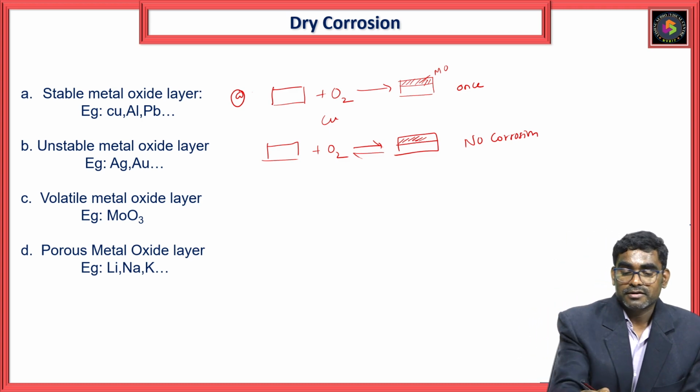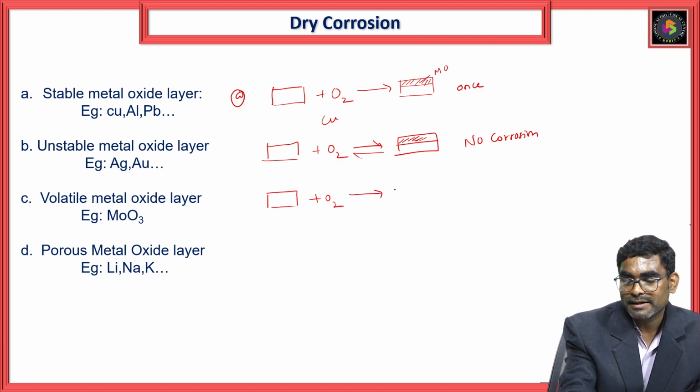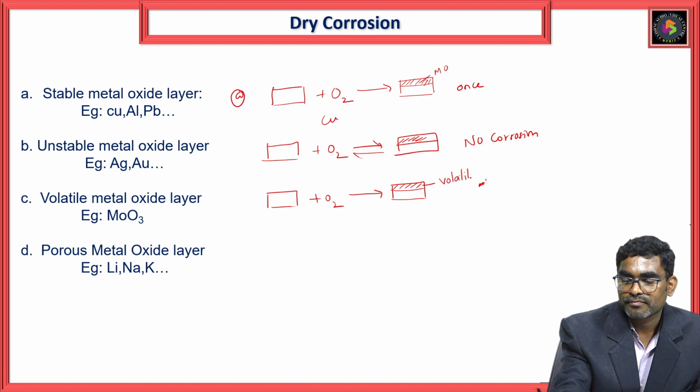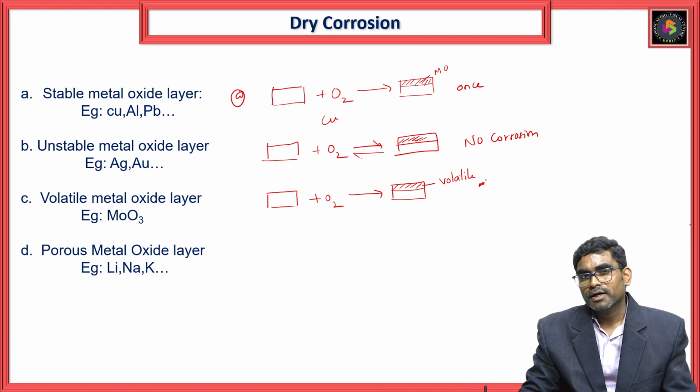Okay. The third condition: metal and oxygen form a metal oxide layer, and this metal oxide layer is volatile in nature. What is volatility? Volatile means readily evaporatable. If it is in a readily evaporatable condition, what is going to happen?